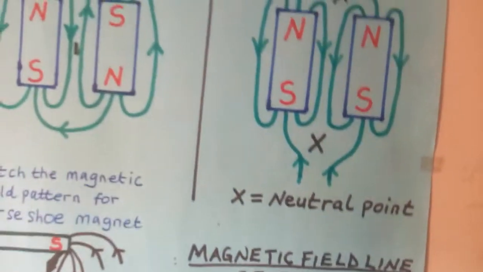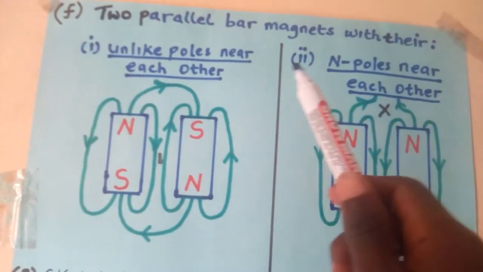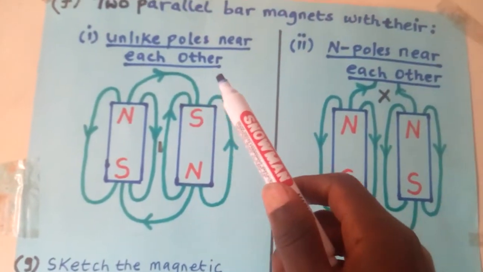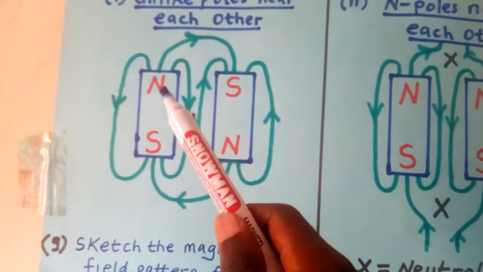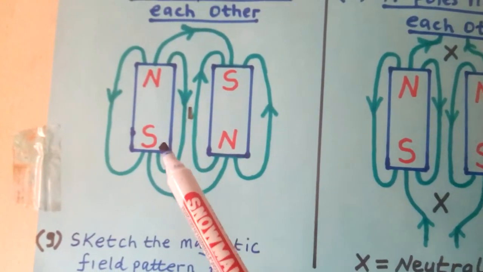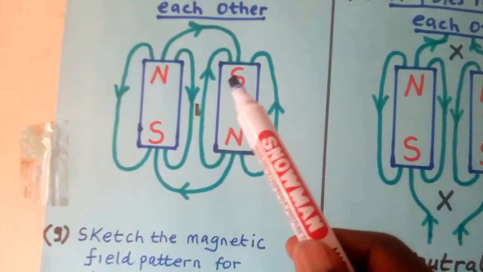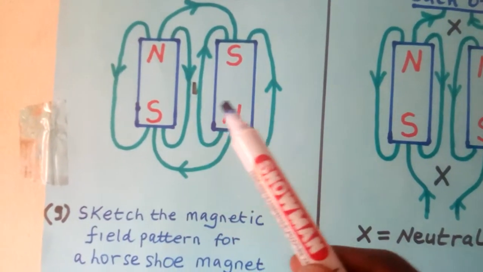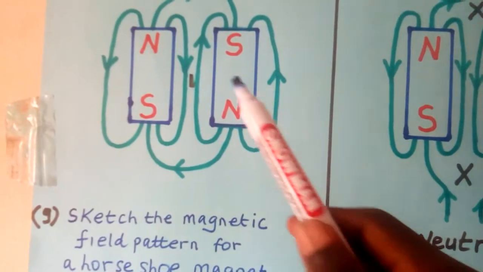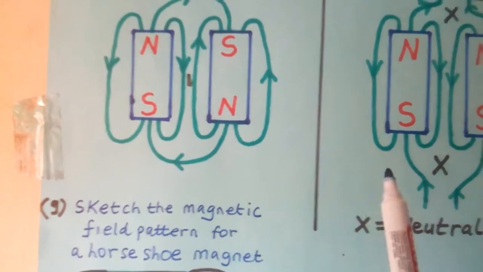Okay, then there is another case, you see, where you have two parallel bar magnets with their unlike poles near each other. You see, the magnets have unlike poles near each other. North near the south, south near the north, but they are parallel. So when you are drawing them, you make sure that the magnets are parallel. Parallel means they could be parallel vertically, the way we have drawn, or they could even be parallel horizontally.